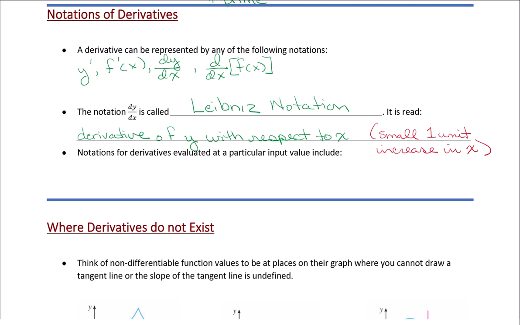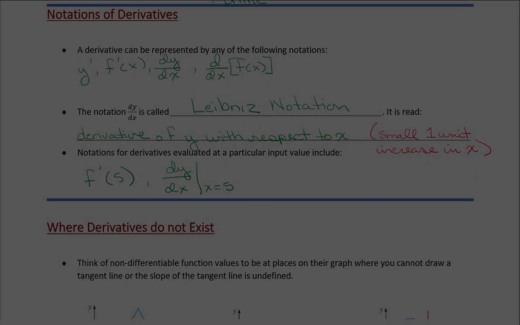Now, some of the notations for derivatives are asking you to evaluate it at a particular input value, and they may look something like this: f prime at 5, or the derivative of y with respect to x at x equals 5.